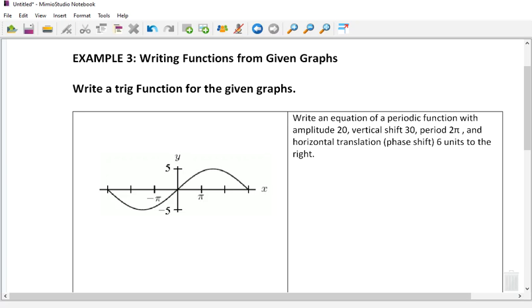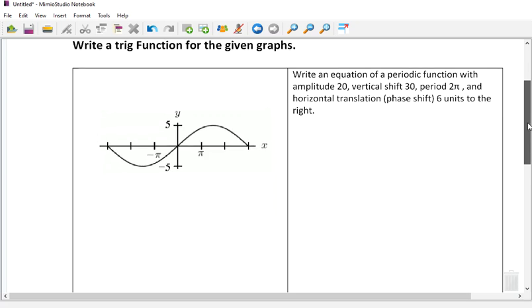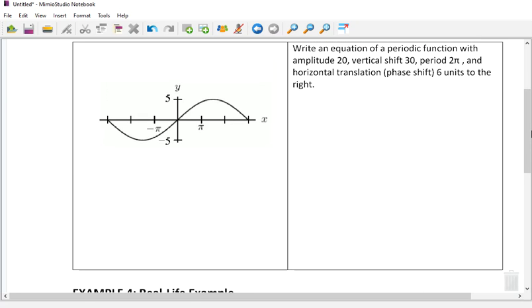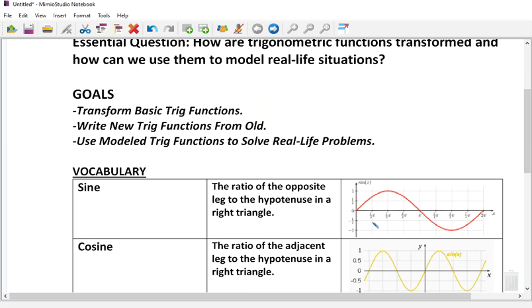Writing functions for graphs. Here we go. It says write a trig function for the given graph. Oh boy, there's 2 examples here. First things first, kids. Does this graph appear to be a sine graph? Look at where it starts. If you looked at your first page of notes, which graph starts at the origin? Sine does. So this appears to be a sine graph, doesn't it?